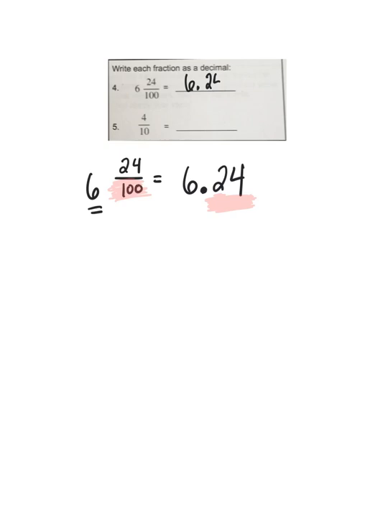6 and 24 hundredths. And then for number 5, we have 4/10. So we have no whole numbers, no ones, and 4 out of 10, 4/10. So that's how you would write that in decimal form.